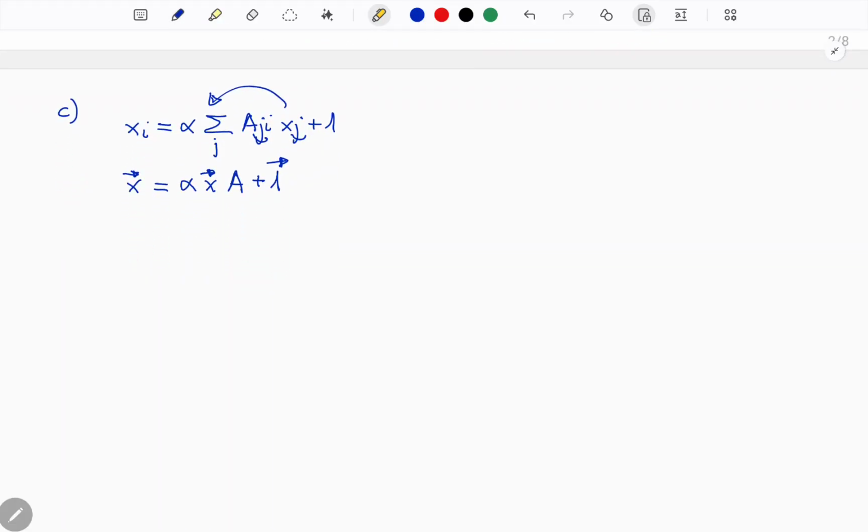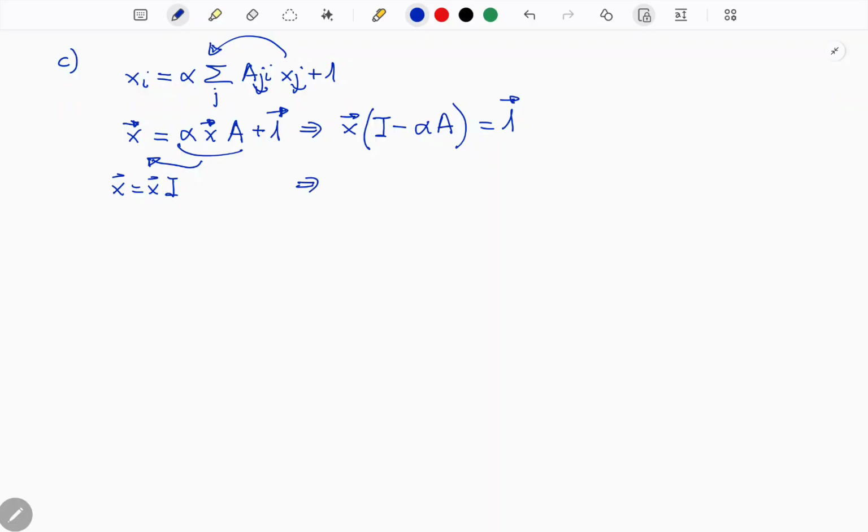Now, in order to solve this, we need to clear the value of x. So we write this on the left, and then we take x as a common factor. Taking x as a common factor gives first the identity matrix, because x is the same as x times the identity matrix. It is like the 1 if I were using numbers, and this is minus alpha times A. And this has to be equal to the vector of ones. Now this is the equation.